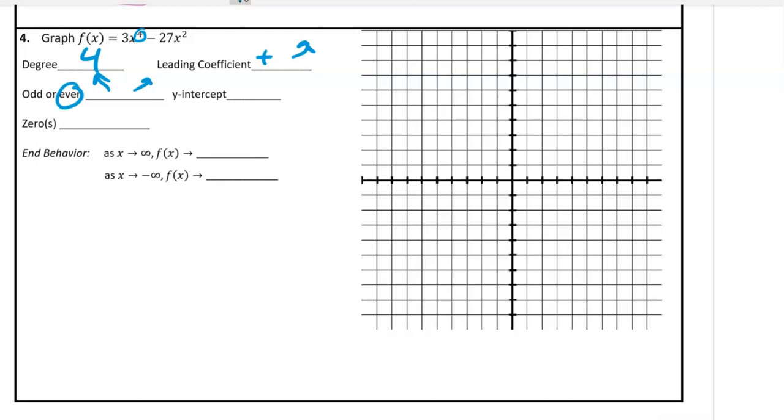So as x approaches positive infinity on the right, we're approaching positive infinity. And as x approaches negative infinity on the left, we are approaching positive infinity. The y-intercept, there's nothing, no constant listed here, so we can assume our y-intercept is at (0, 0).